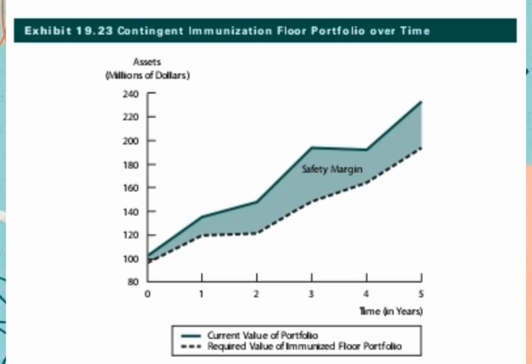Exhibit 19.23 illustrates a contingent immunization floor portfolio performance. The graph shows the current value of the portfolio, solid line, and the required value of the immunization floor portfolio, dashed line, across 5 years. The shaded area signifies the safety margin, illustrating the excess value maintained above the minimum required value. This safety margin allows for active portfolio management while still guaranteeing the floor return. If the portfolio value ever drops to the required floor value, active management ends and the current market rate is locked in to ensure the target ending value is met.